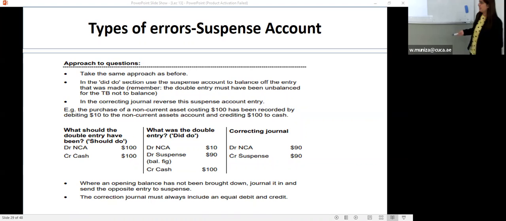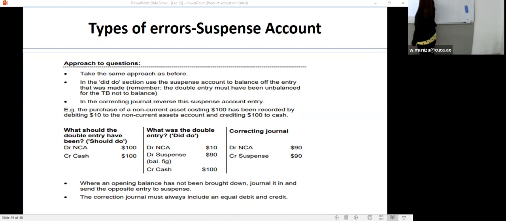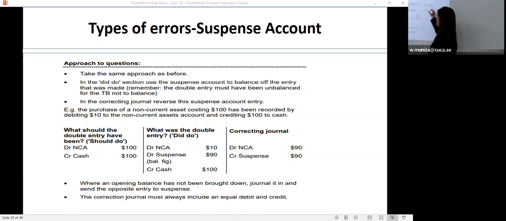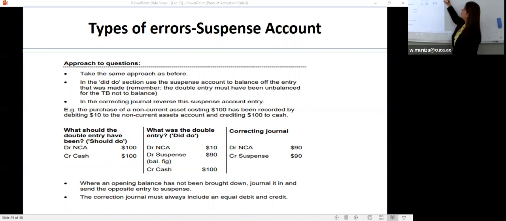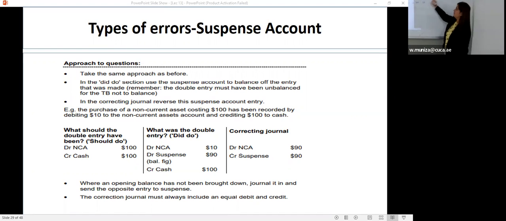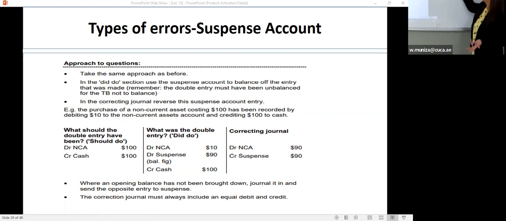What our teachers used to tell us at that time, they said that please make 3 columns: correct entry, wrong entry, and the rectified entry. In the same case, the correct accounting entry should have been debit non-current asset and credit cash, 100 amount. What wrong entry have we passed? We have debited non-current asset with an amount of 10 only, and we have credited cash with the correct amount of 100. It means that your debit is not equal to the credit. So obviously, credit is correct. You are going to debit the non-current asset account with the differential amount of 90, and there is nothing to be credited. So we are going to credit the suspense account.